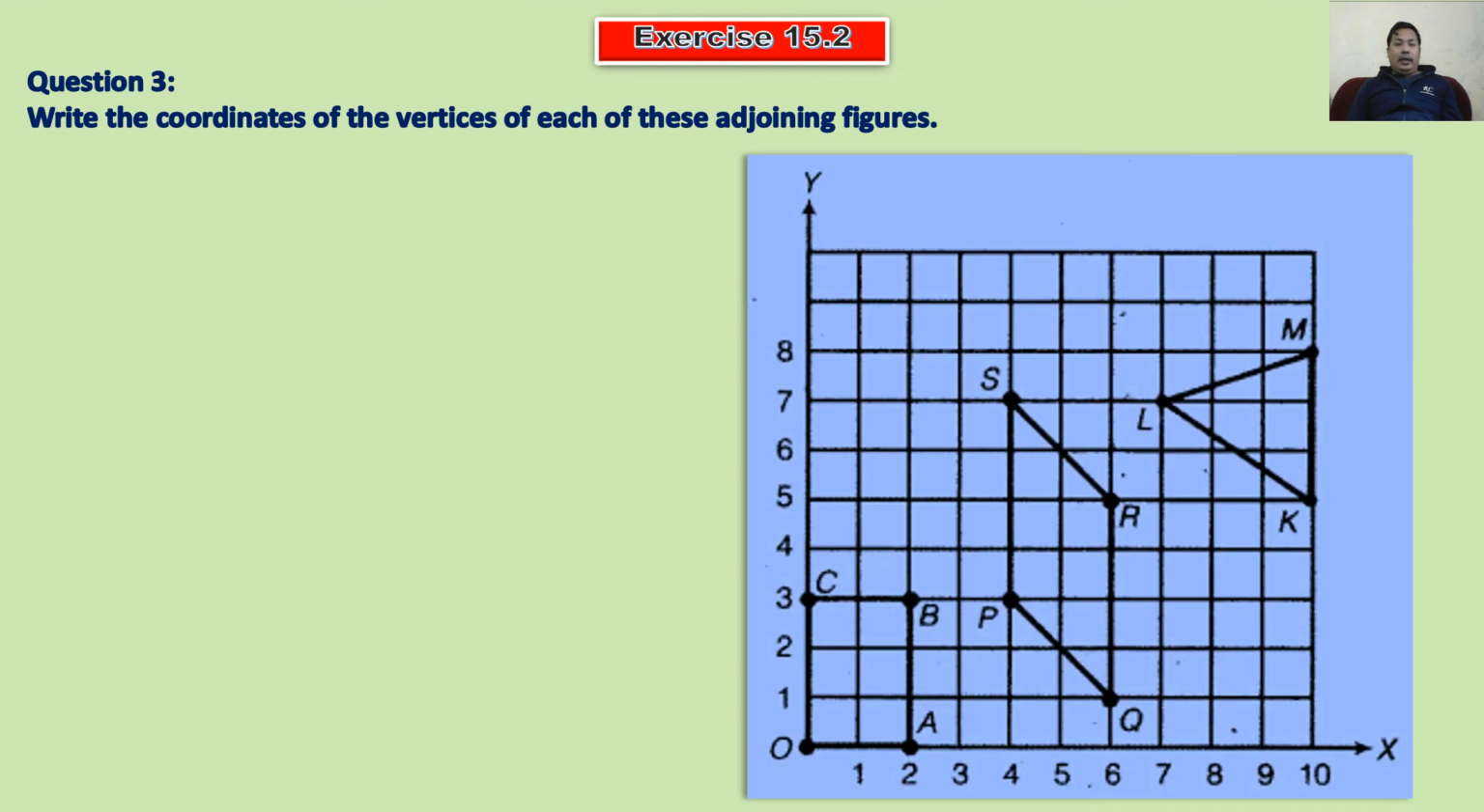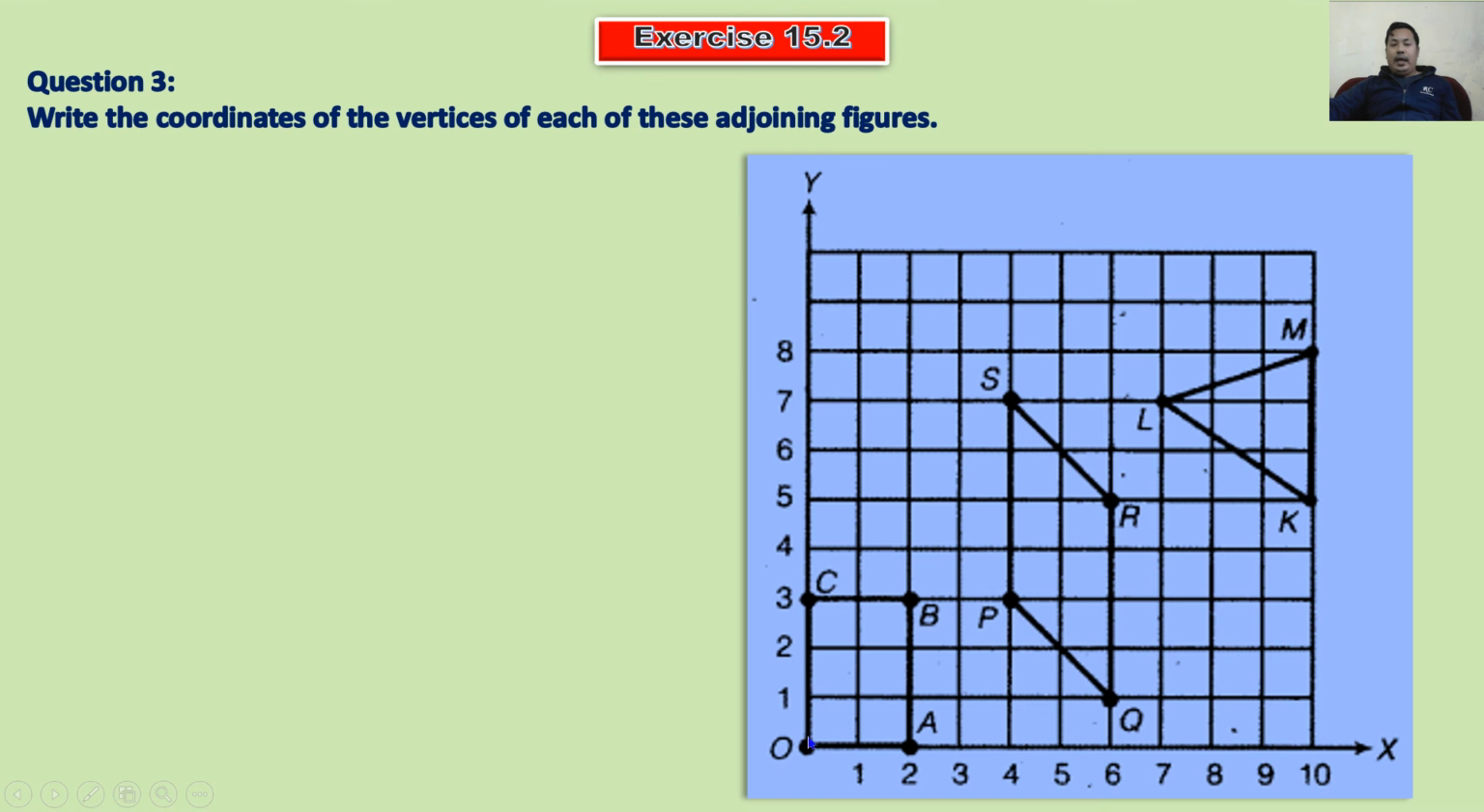So here is the diagram of question number 3, and in this diagram you can see that in the graph, the x-axis goes up to 10 and the y-axis up to 8, and some figures are given here. This figure is made up of the points O, A, B, C. And here another figure is given, P, Q, R, S. Another figure is also given here, K, L, M. So you can see the points K, L, M. The points are in these figures, so we have to write their coordinates.